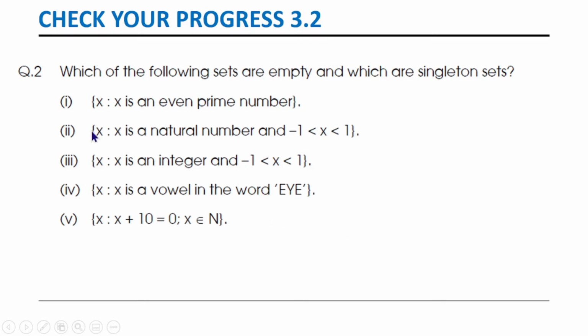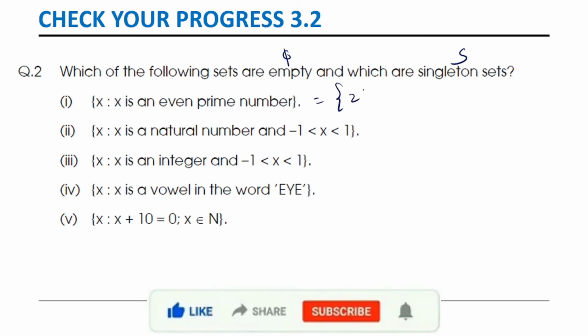The next question, which of the following sets are empty and which are singleton sets? So I will use the symbol phi for empty set and S for singleton set. First one, set of all x such that x is an even prime number. So the only even prime number is 2. So there is only one element. So this is a singleton set.